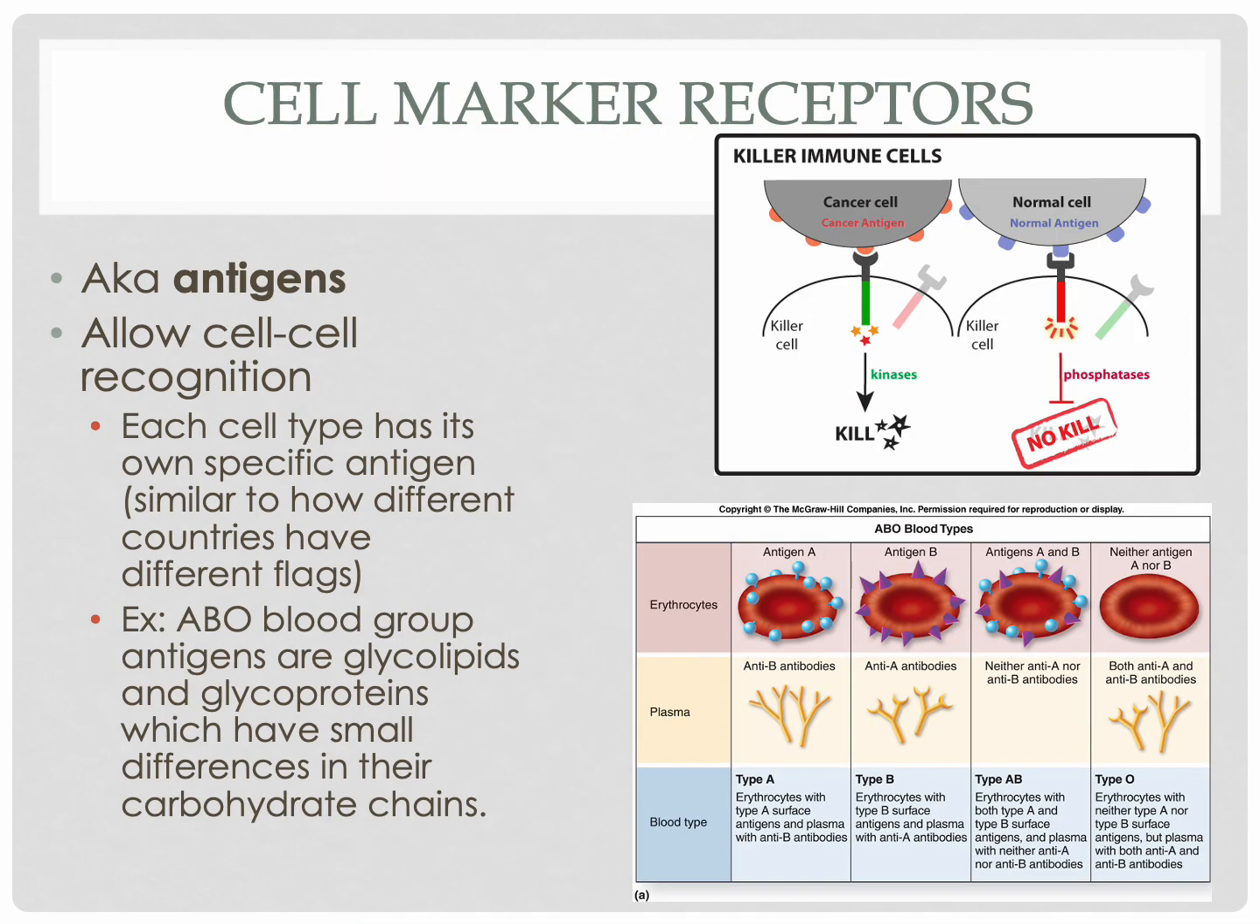You can have cell marker receptors such as antigens, which allow for cell-to-cell recognition. Each cell type has its own specific antigen, similar to how different countries have different flags. An example of this would be the ABO blood group. The antigens are glycolipids and glycoproteins, which have similar differences in their carbohydrate chains.